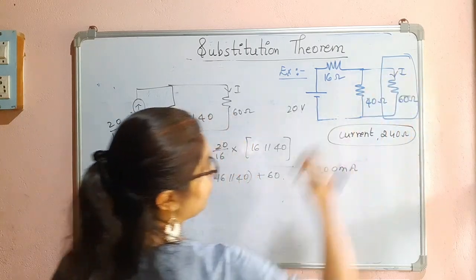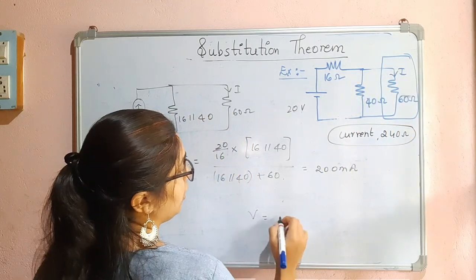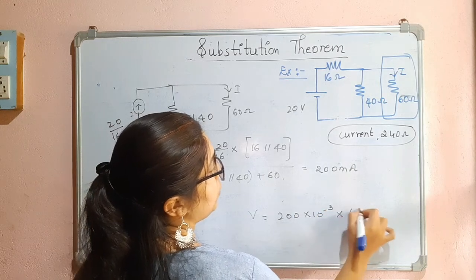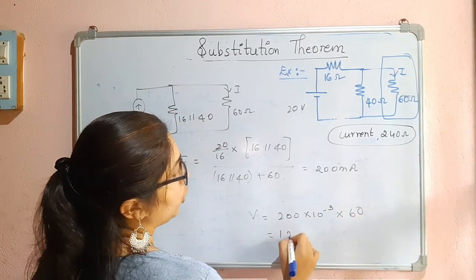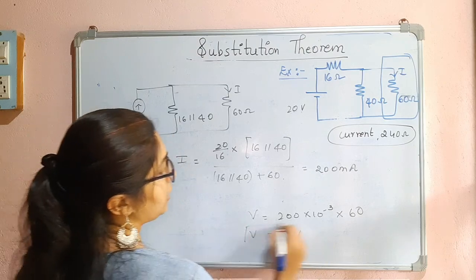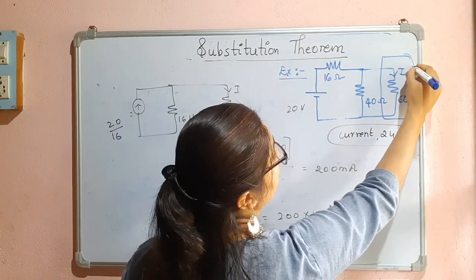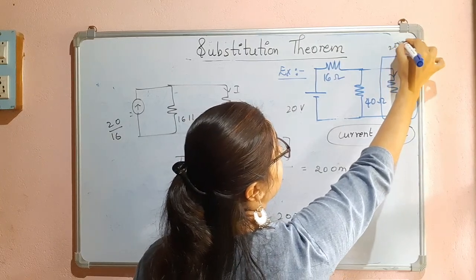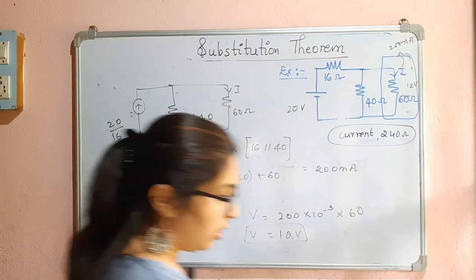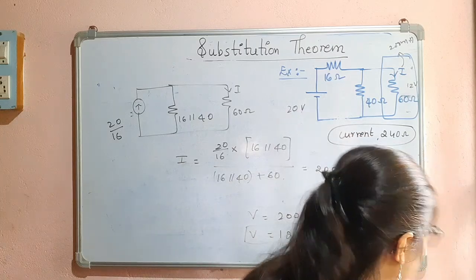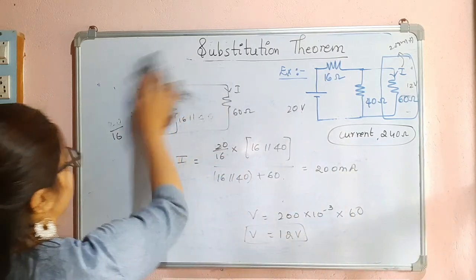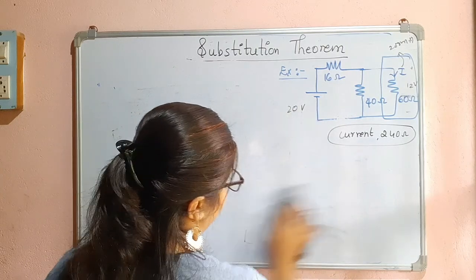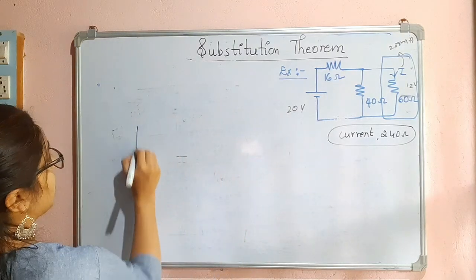So what is the voltage across the combination? It will be 200 into 10 to the power of minus 3 into 60. That means 12 volts, right? The voltage will be 12 volts. This is 200 milliamperes. Now we will replace that with a current source. I will keep the circuit as it is.